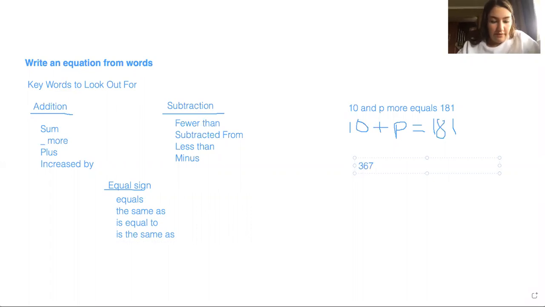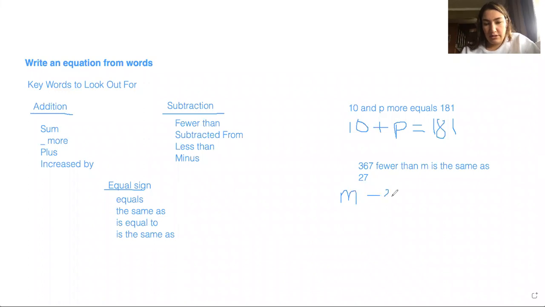367 fewer than m is the same as 27. So this one's a little more tricky because it goes m minus 367, because it's 367 fewer than m, and it's the same as 27. Does that make sense? Okay, let's try another example.